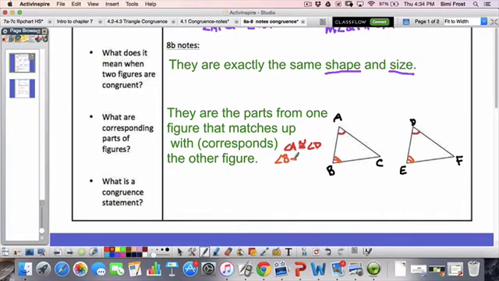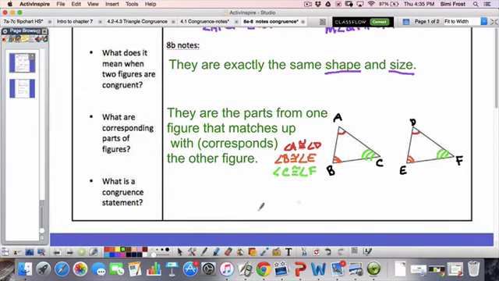So I have angle B is congruent to angle E, and then we also have angle C. Which angle over here does it correspond with? Well, it corresponds with angle F. So I need to have the same amount of congruency marks there. So angle C is congruent to angle F.